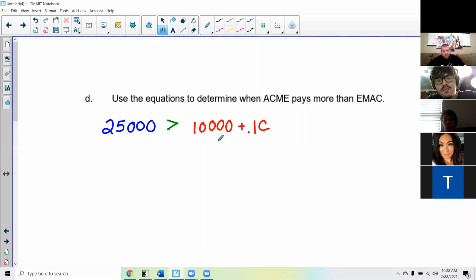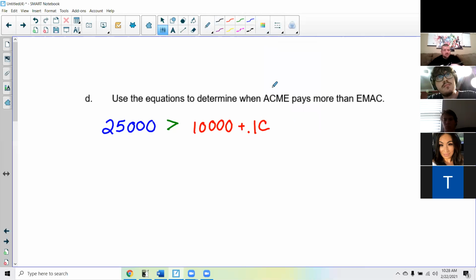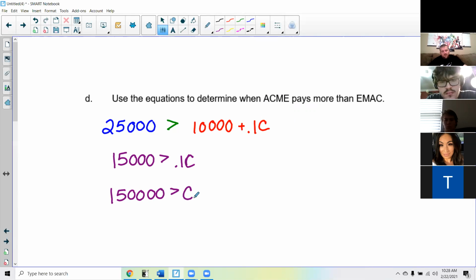So my answers are going to be either greater than or less than 150,000. All right. And the one extra step you have to remember when you're solving inequalities is if you divide or multiply by a negative, you flip the sign. I don't think it's going to happen here, but if it does, remember, if you multiply or divide by a negative, flip the sign. So here I'll subtract 10,000. I get 15,000 is greater than 10% C. Divide by 0.1, I get 150,000 is greater than C.